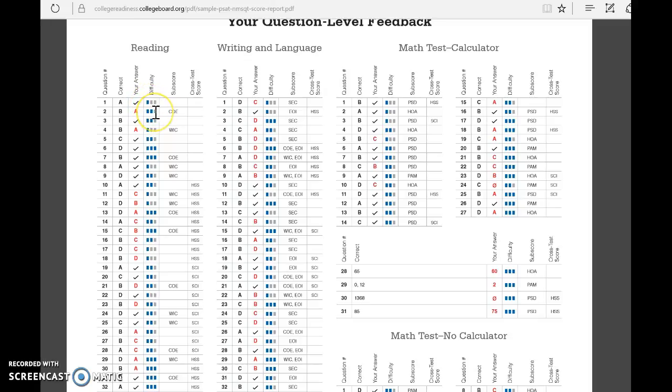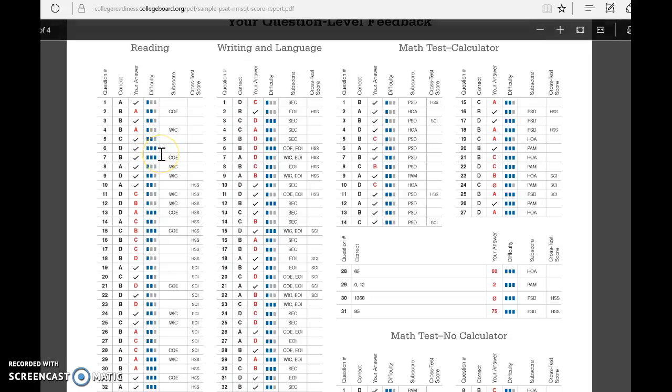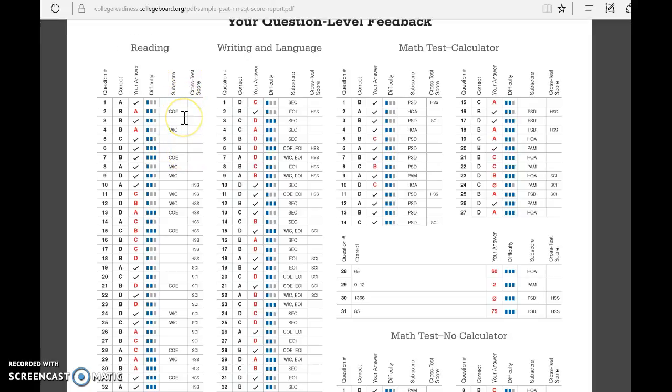2 blue boxes is medium, and if you see 3 blue boxes filled in, that's considered difficult or hard, one of the harder problems. Now, the sub-scores that you see here, there's a code, there's an index at the bottom. These are specific parts of reading and math that your sub-scores were in.